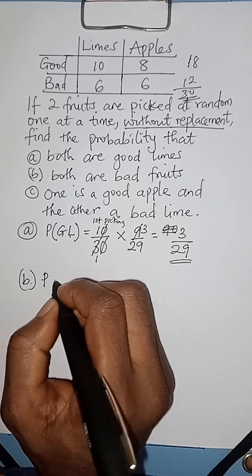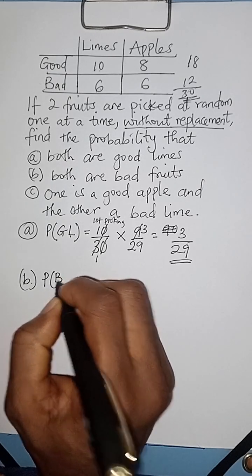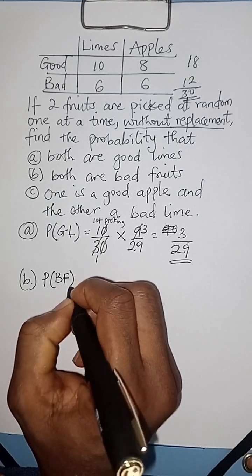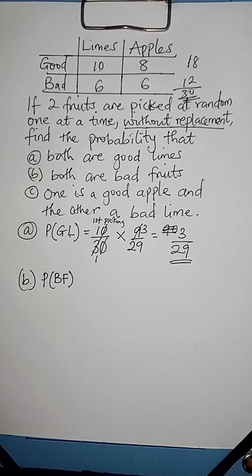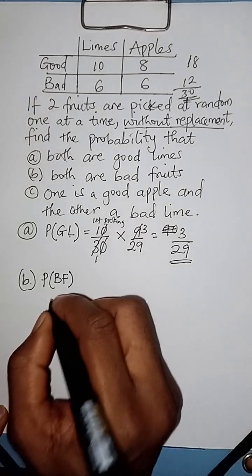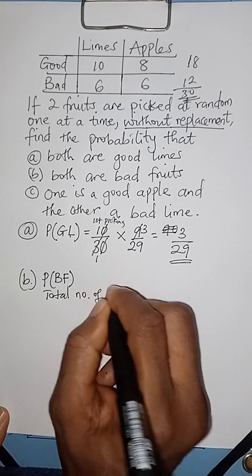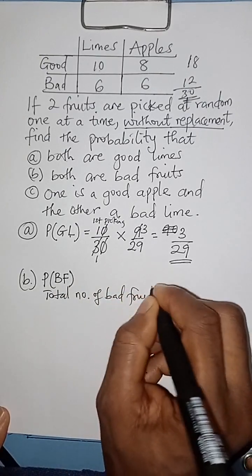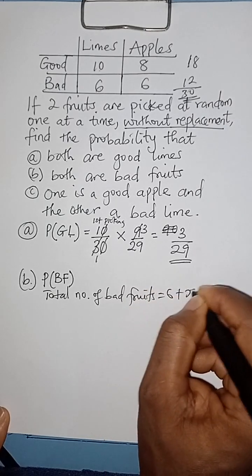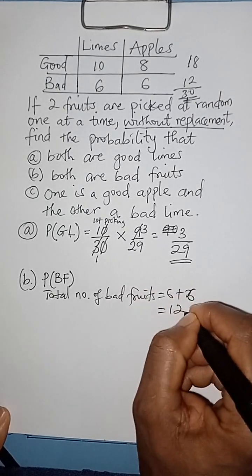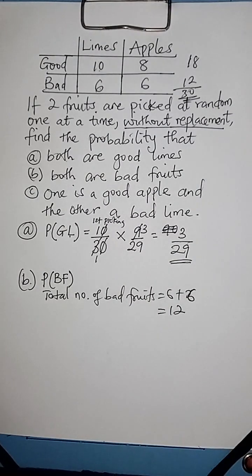Bad fruits. So we're going to have B, F, bad fruits. What does that mean? Which means the lime is bad and the apple is also bad. So the first thing we're going to do is to get the total number of bad fruits. Total number of bad fruits is 6 plus 6, which is 12. Yeah, 6 bad lime, 6 bad apple.